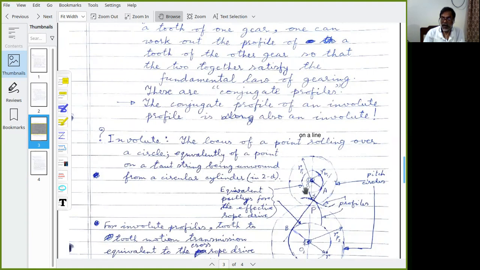But then at the same time, this circle is going to rotate. So in the frame of reference of the circle, as fixed on the circle, the point A would go over a curve, and that is an involute. So a point on a taut string being unwound from a circular cylinder. Around the axis of the cylinder, you do not consider any variation. So that is an involute.